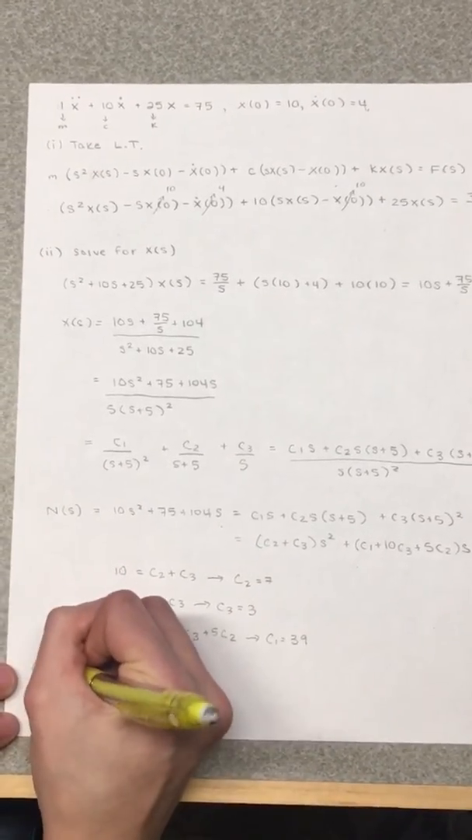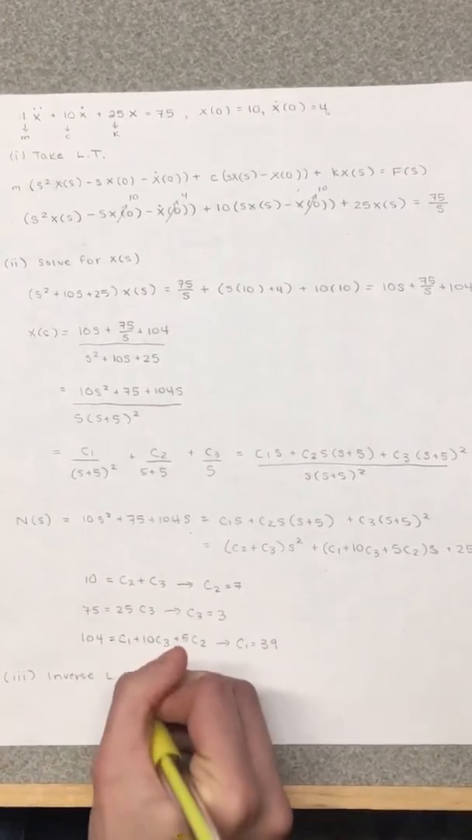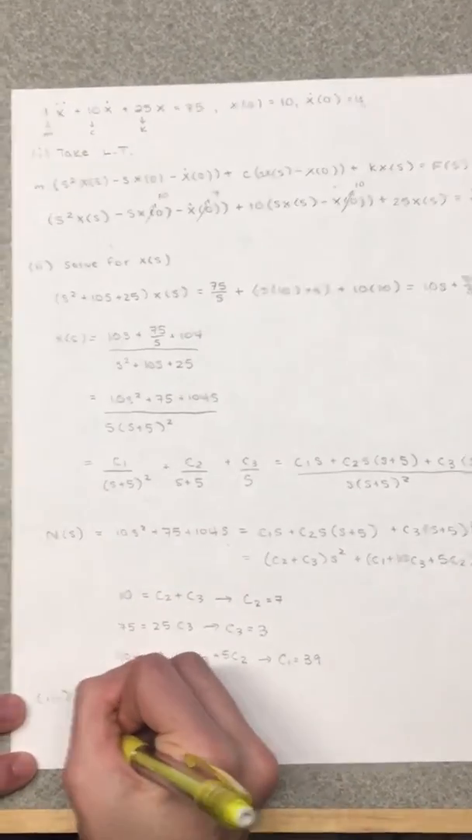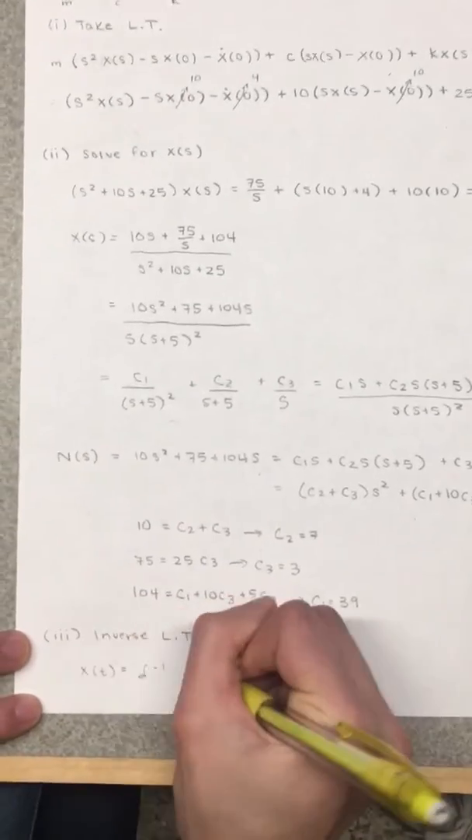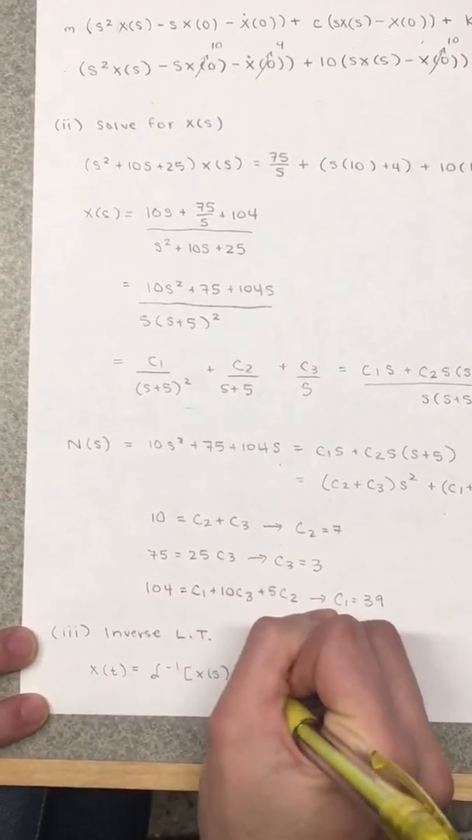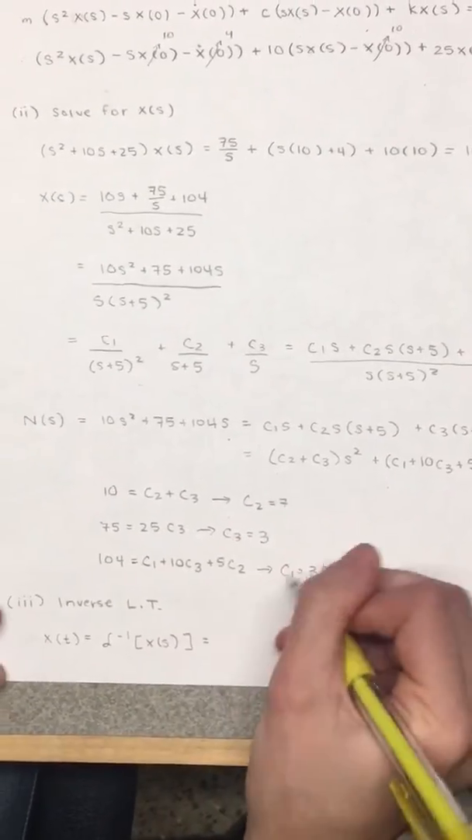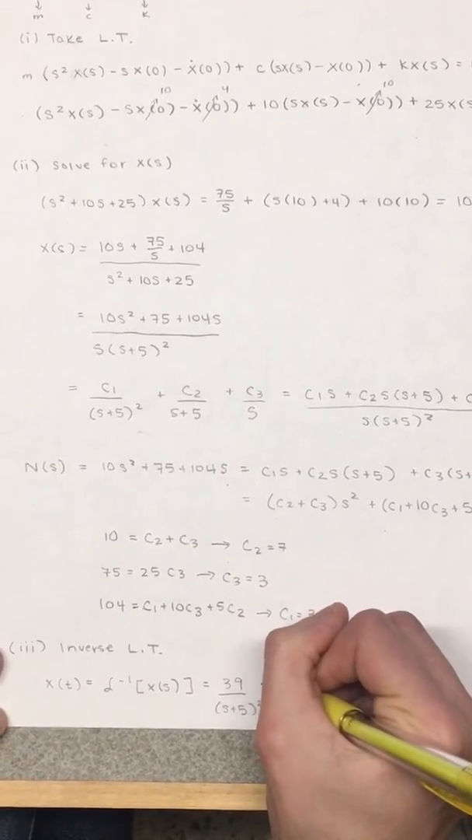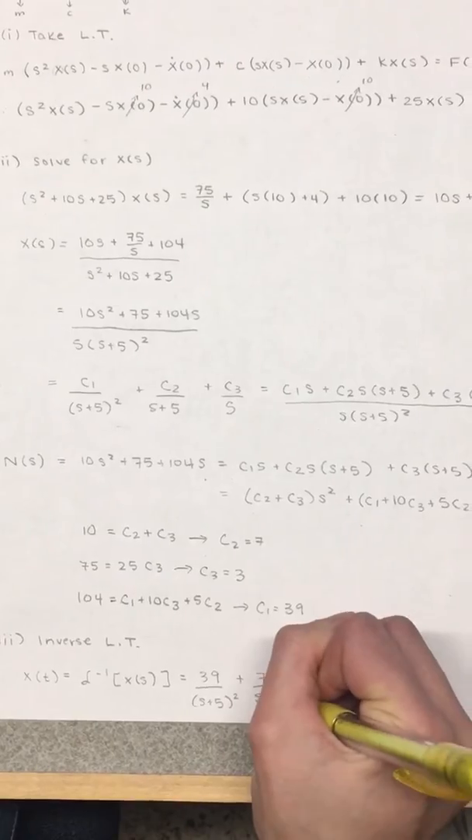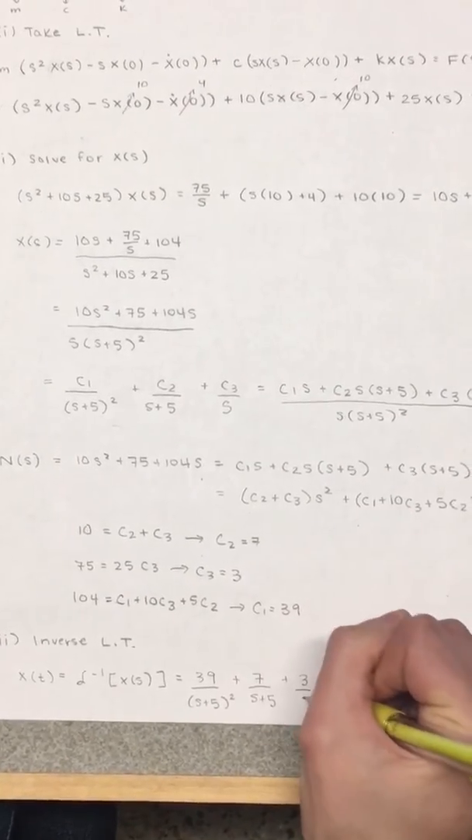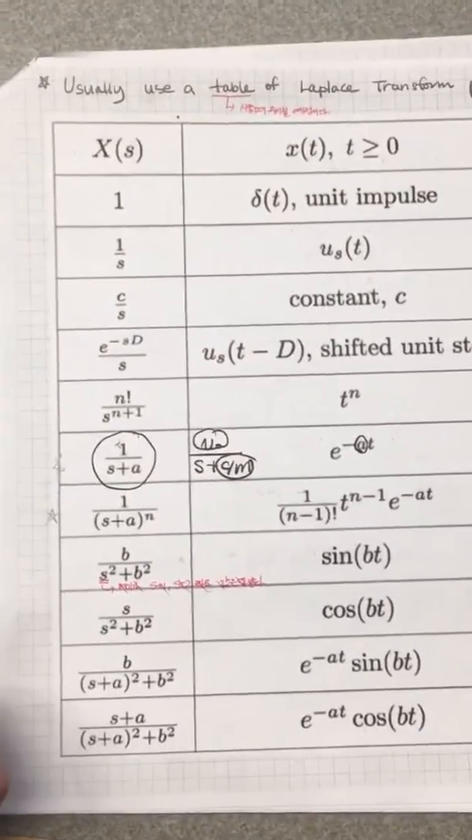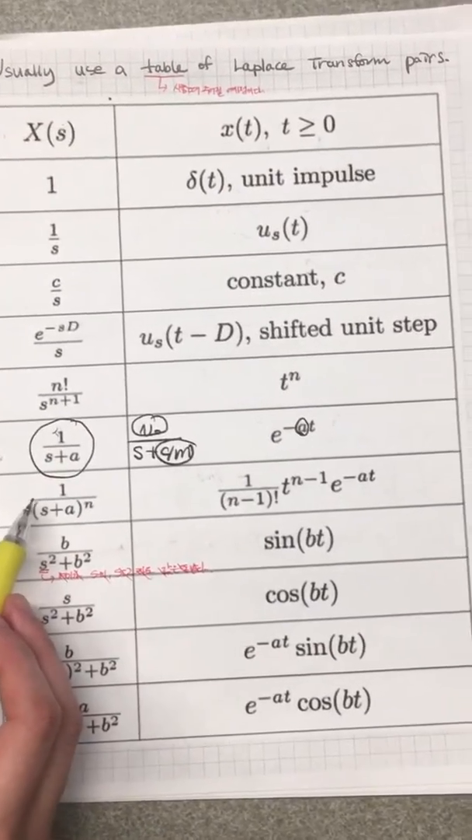So moving on to the third step, you're going to take the inverse Laplace transform of your X(s) equation, which is given by your constants. So you're going to have x of t equals the inverse Laplace of X(s), which equals c1, so 39 over (s plus 5) squared, plus c2 over s plus 5, plus c3, which is 3 over s. And then if you look at your Laplace transform table, for the first one, (s plus 5) squared, you're going to want to use this equation.